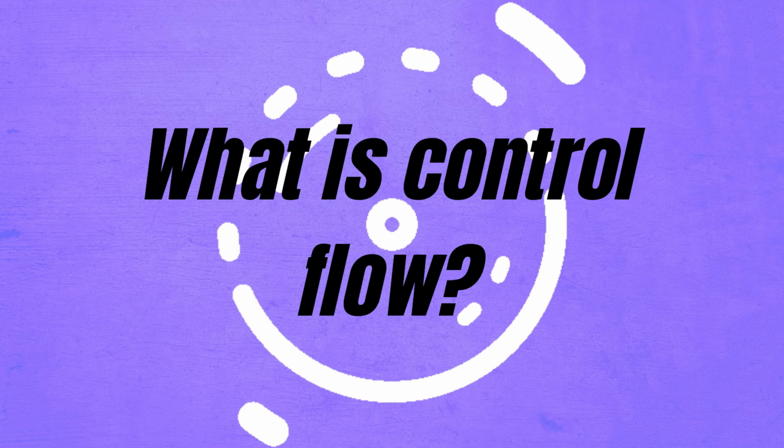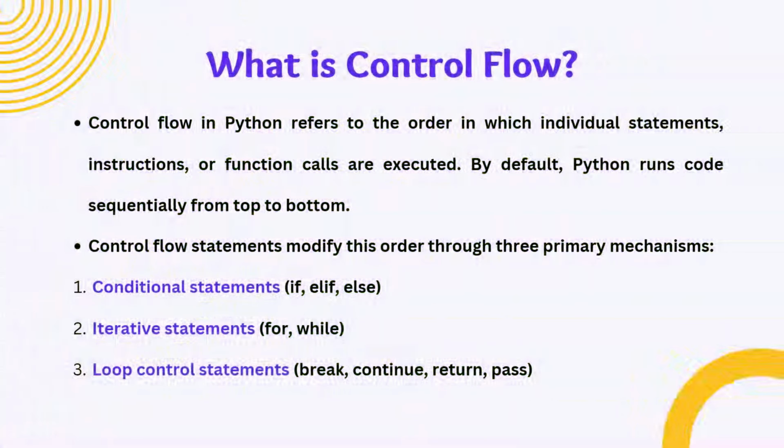What is control flow? Control flow in Python refers to the order in which statements are executed in a program. By default, Python executes code sequentially from top to bottom. However, control flow statements alter this execution order through conditional statements: if, elif, else; iterative statements: for, while; and loop control statements: break, continue, pass. This allows for complex logic and nonlinear execution.